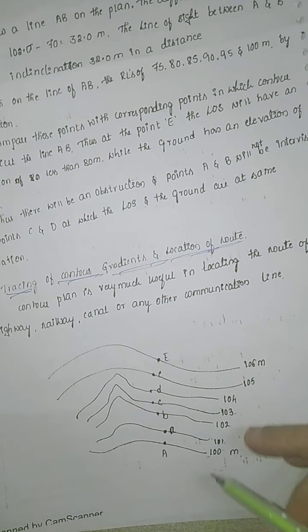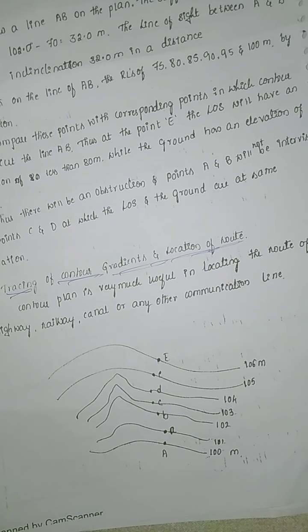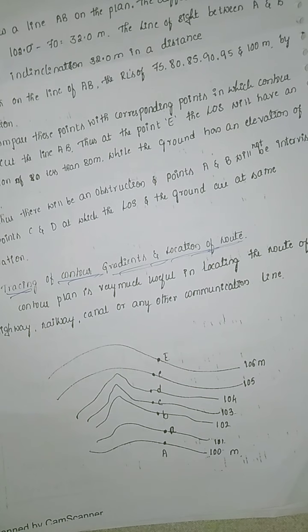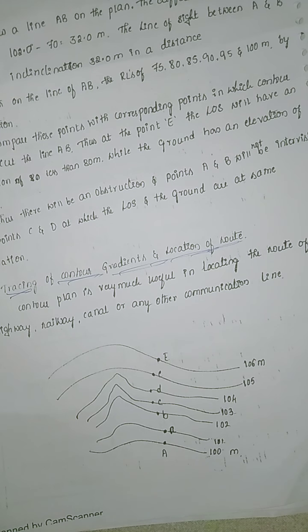So as the numbers are increasing, the height is also going to increase. From these contour grade lines, we can tell where the location of highways, railways and canals can be entertained.